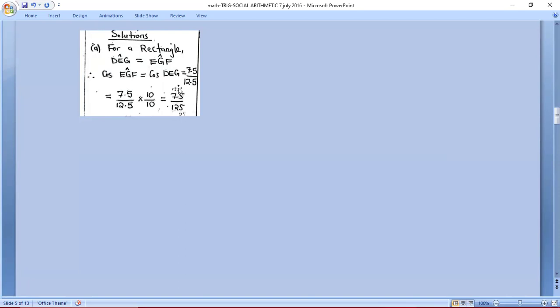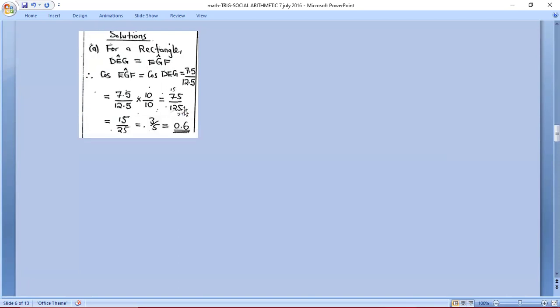So 25 into 75 would be 3. Then 25 into 125 would be 5. So there we have it. Would be 3 over 5, which is equal to 0.6. Okay, 0.6. Here I think I used the smaller number.